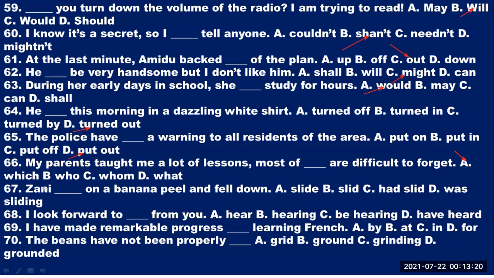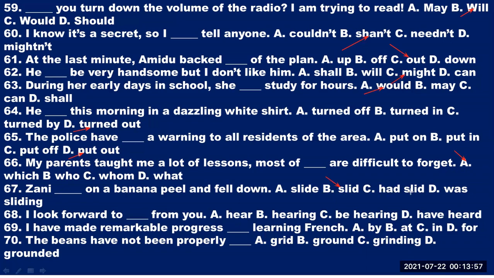Question number 67, Zani dashed on a banana peel and fell down. A, slide is a present tense and cannot be used for a past event. Because here, Zani fell down, which means what caused the falling down happened in the past. So we cannot use the present tense, which is slide. B, slid is the past tense of slide, so it's appropriate. Zani slid on a banana peel and fell down.